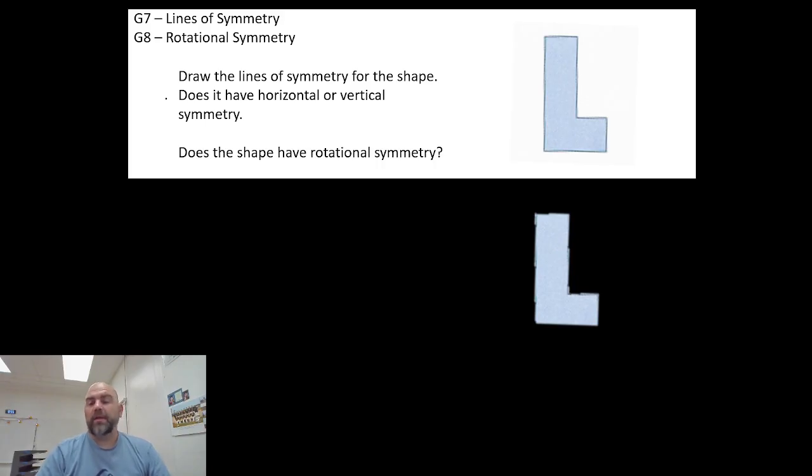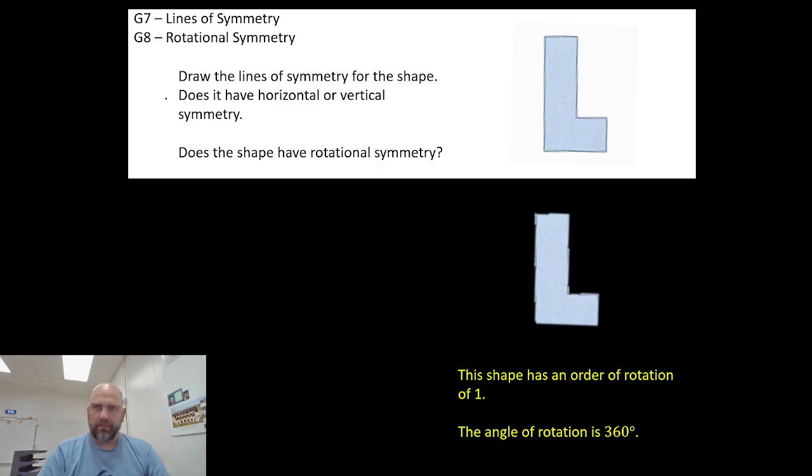The only way we're going to match up with the original in this case is if we turn it all the way around. And so it's going to take one full rotation and match up one time with that final result. And so it has an order of rotation of 1. Every shape will have an order of rotation of 1 for sure. Some might have more. And so the angle of rotation is 360 degrees. Really what this is saying is this shape has 0 symmetry. Not at all. That's just the way that this shape is.